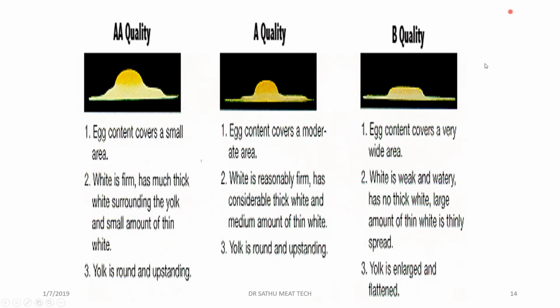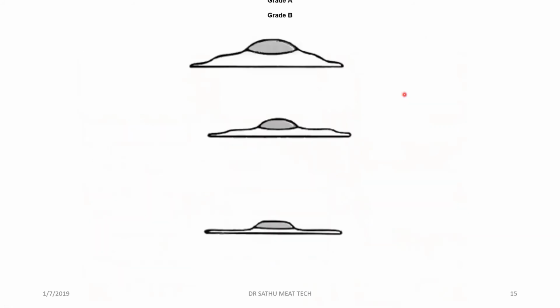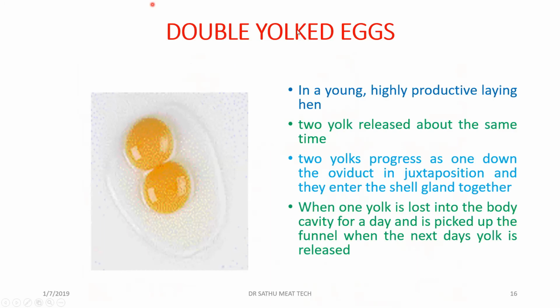Yolk is enlarged and flattened. So the entry of the water takes place. So it becomes flattened. Through the vitelline membrane, the water will be entering. So the shape will be lost. So you can see here, this is a big one. You can see it is round, round. This has become flattened.